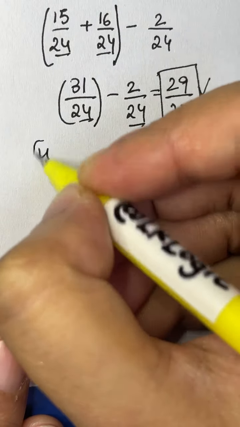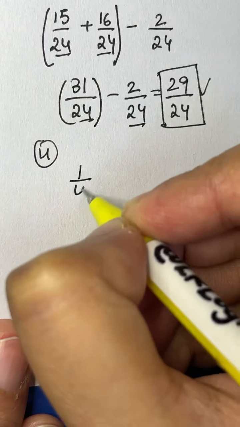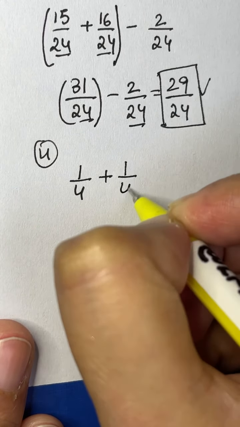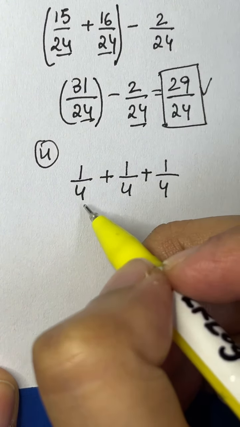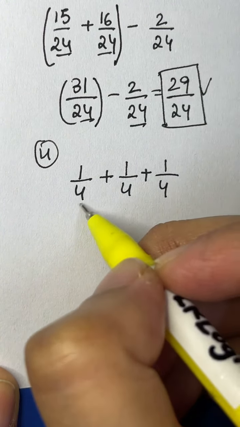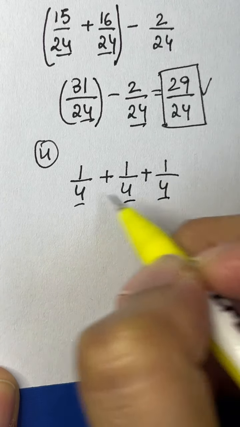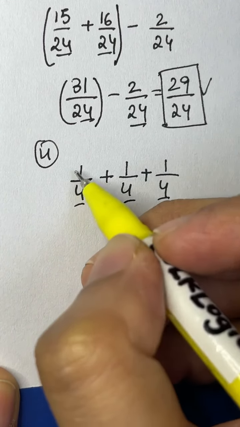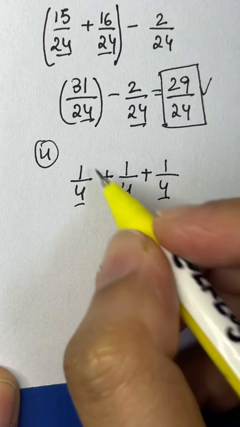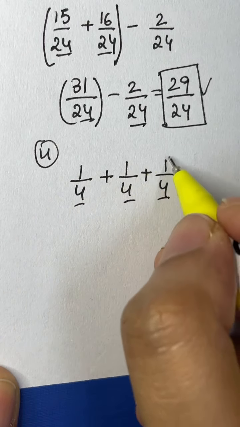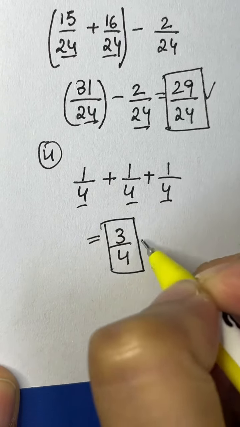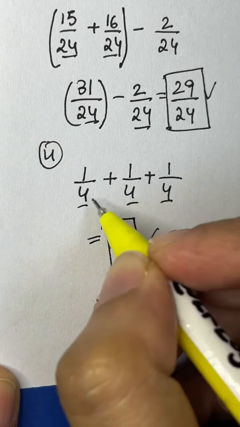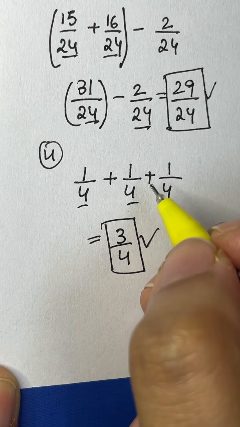Okay, let's see one more question. Question number 4 says, if you have something like this, 1/4 plus 1/4 plus 1/4. Now all the fractions have the same denominator, 4, 4, 4. So what do you do? You directly add the numerators. That's it. 1 plus 1, 2. 2 plus 1, 3. Your answer is 3/4. Done. Denominator remains same. It doesn't get added up. You have to be careful.